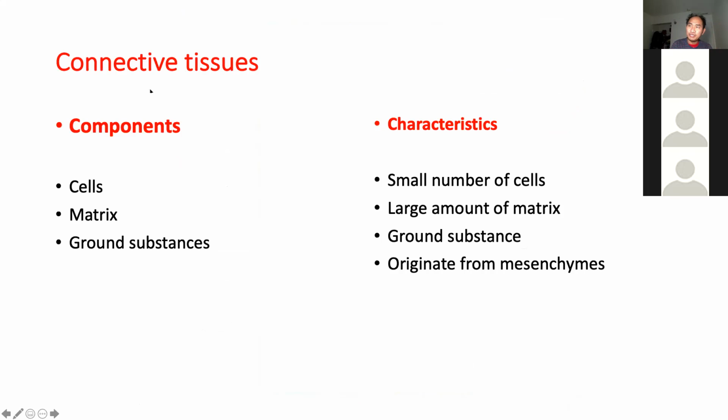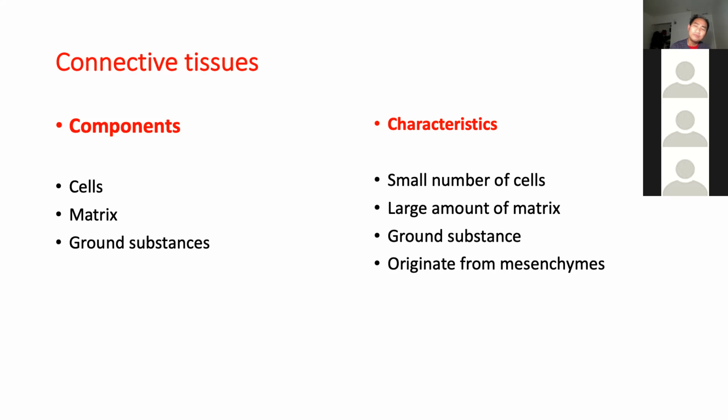So connective tissue is made of cell and matrix and ground substance, of course. It has got small number of cells. We saw that. It has large amount of matrix. We saw that. There will be ground substance, and it originates from the mesenchyme. So let's say if I ask you a question, what is a bone? Then what would you say? Hey, what is a bone?